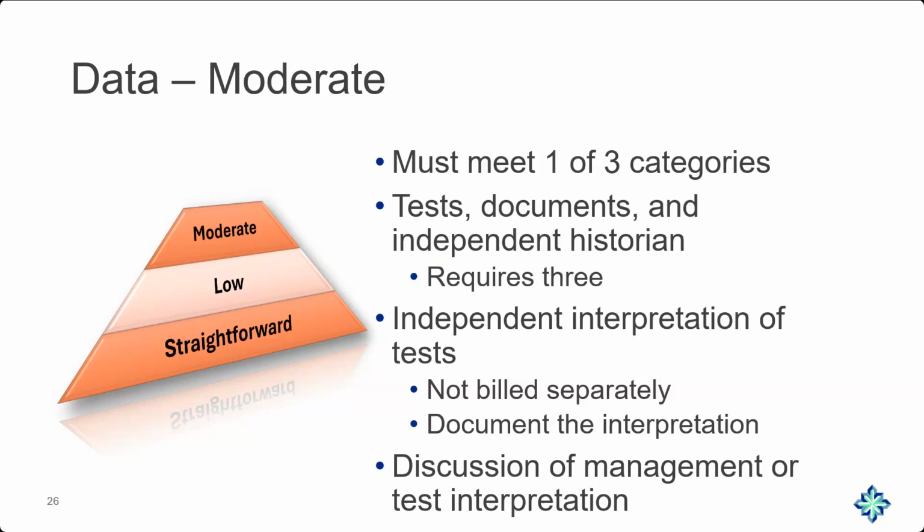There's also category two, which is that independent interpretation of a test. We talked about it. It's not necessarily going to be at the same level of a radiologist's review, but if there is an independent interpretation, it's not going to get billed as the professional component of that test, because in this scenario, that's already been billed, but it is an independent interpretation that can count as data. We also have category 3, and this is going to be the discussion of their condition management or test interpretation. So you're going through that and what it means for that patient for their care plan.